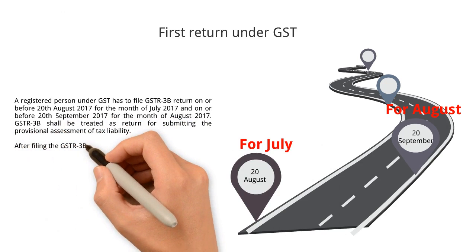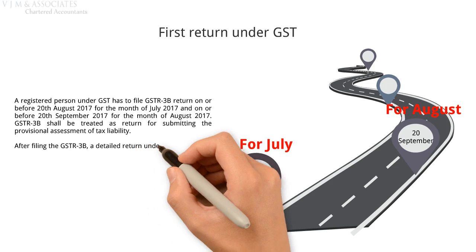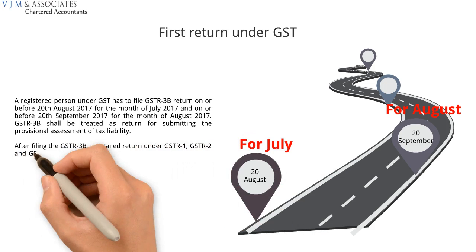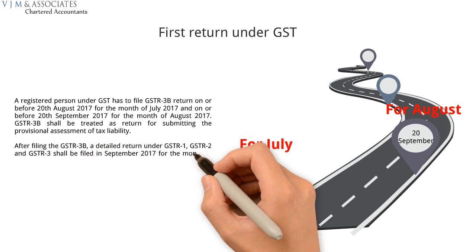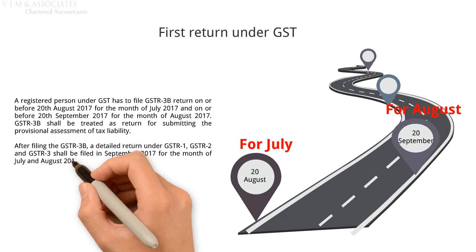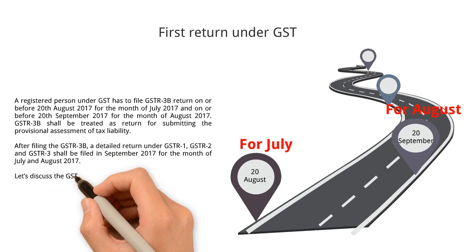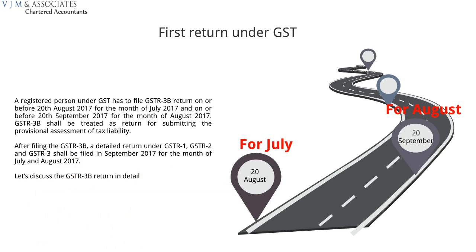After filing the GSTR 3B, a detailed return under GSTR 1, GSTR 2 and GSTR 3 shall be filed in September 2017 for the month of July and August 2017. Let's discuss the GSTR 3B return in detail.